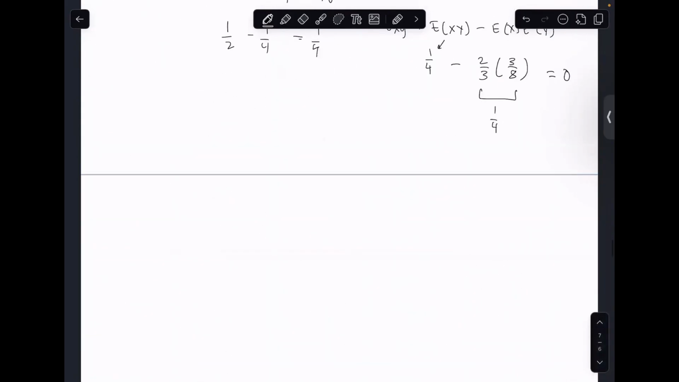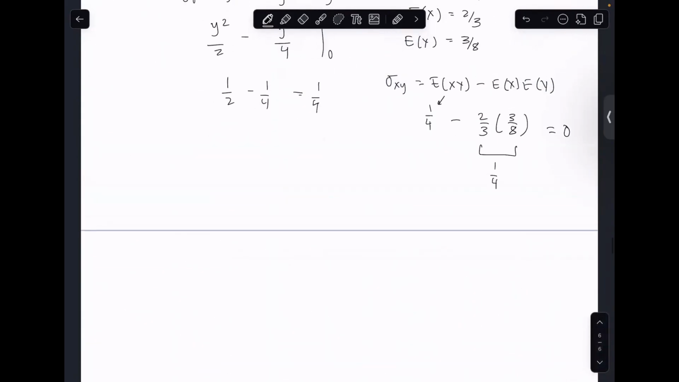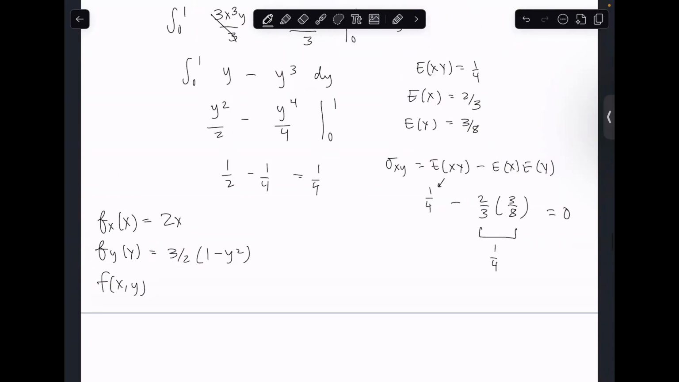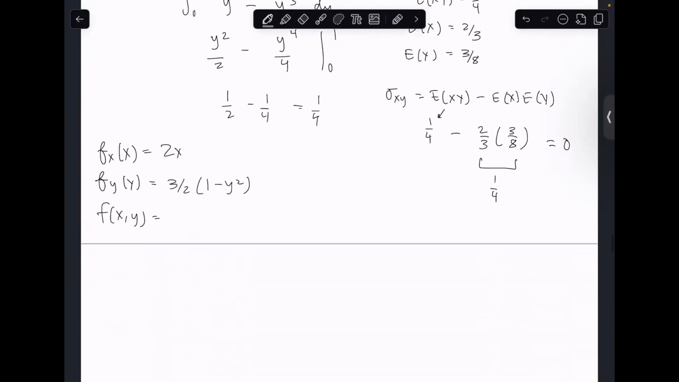And then the last question I can think of that you should prepare for would be: are they independent? Yes or no? Because I think that showed up on your class activity. So really quickly, if this is equal to 2x we found, and this was equal to 3/2 times 1 minus y squared, and this is equal to 3x times 1 minus y squared. How do we check for independence in a continuous random variable sense? What's the formula for independence? What holds? Does anyone know?